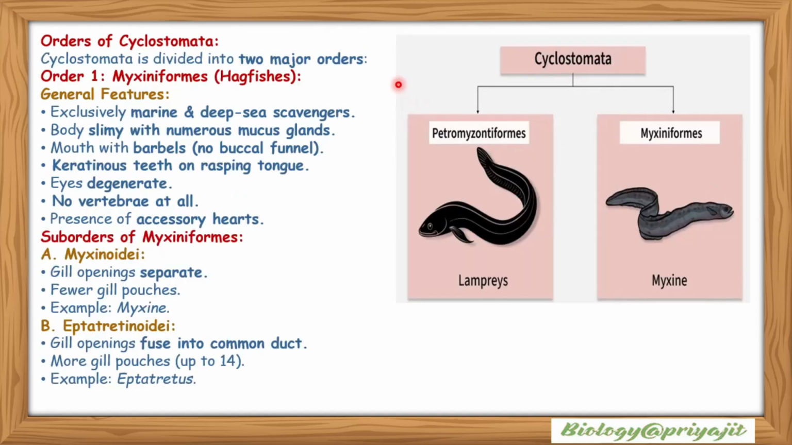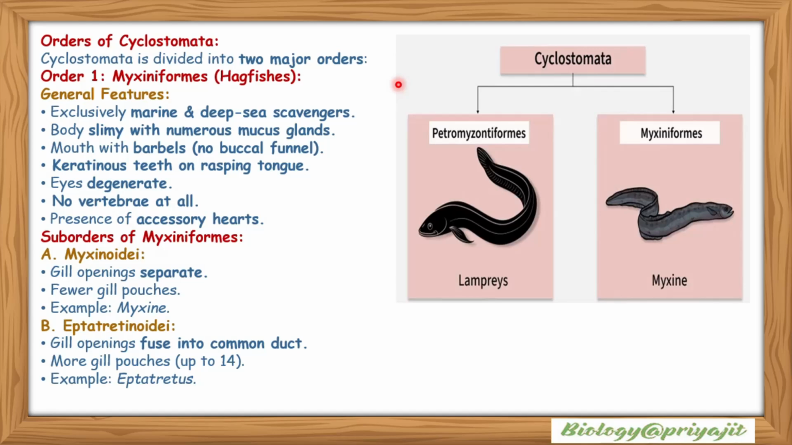Order Cyclostomata. Cyclostomata can be divided into two major groups. Order 1 is Myxiniformes, or hagfishes. General features: they are exclusively marine deep sea scavengers. Their body is slimy with numerous mucous glands. Their mouth has barbels. There is no buccal funnel. They have keratinous teeth on a rasping tongue. Their eyes are degenerate. There are no vertebrae at all. There is an accessory heart.